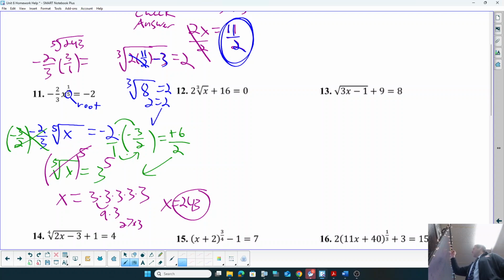And so that ends up equaling -2 because the 3's cancel. You end up with -2 equals -2. It works. So that's our answer there. Try number 12. Try 13.